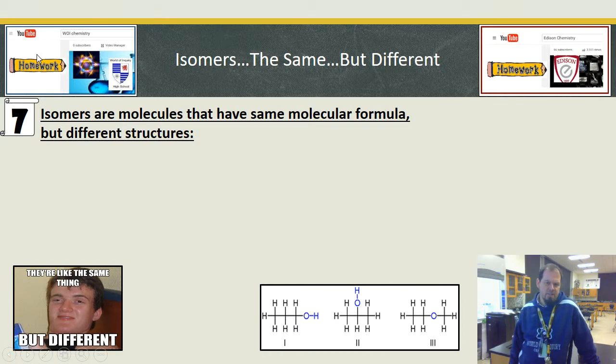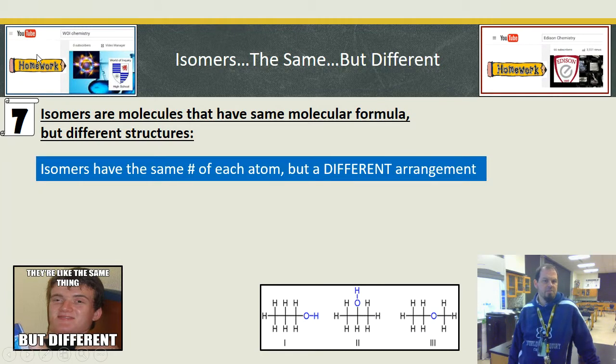Notice that there's the same number of carbons, hydrogens, and oxygens. The only problem with that picture is you got to know that every time the line crosses, there's actually a C in there. And I think that we can get there with what we've done. So officially, an isomer has the same number of each atom, but a different arrangement in space. That different arrangement in space gives it a different name, different properties.